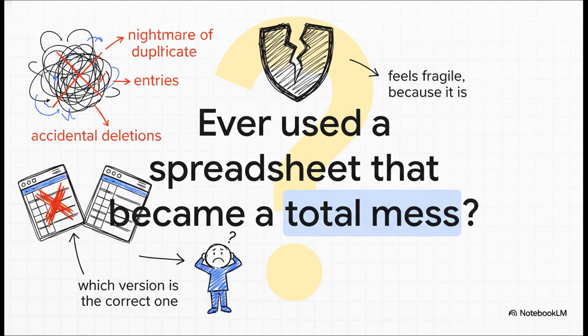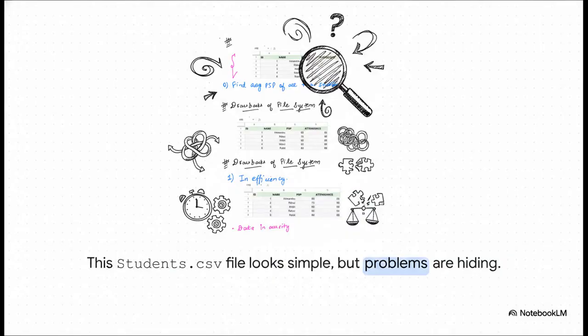Oh, we've all been there, right? You start a simple spreadsheet. It's clean, it's organized, but then a few weeks go by. Suddenly, it's a nightmare of duplicate entries, people are accidentally deleting things, and you have no clue which version is the right one. The whole thing just feels like it could break at any second. Because, well, it can.